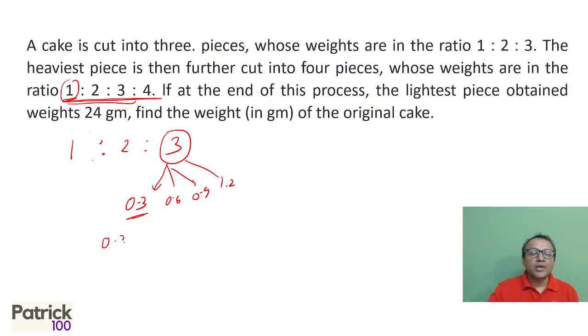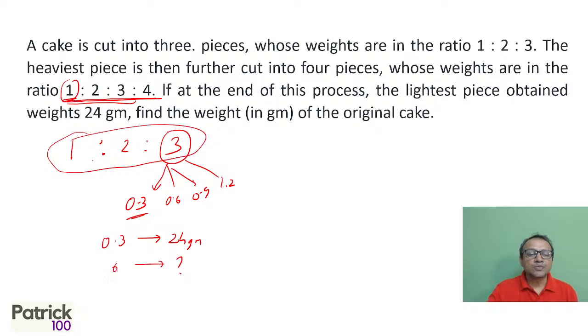Now 0.3 stands for 24 grams. Cross multiplication again is a useful concept. Total 6 stands for how much? 0.3 stands for 24 grams. So 6 stands for how much? If you look at this, it is into 20, therefore this also will be into 20, which will give you 480 grams as the answer.